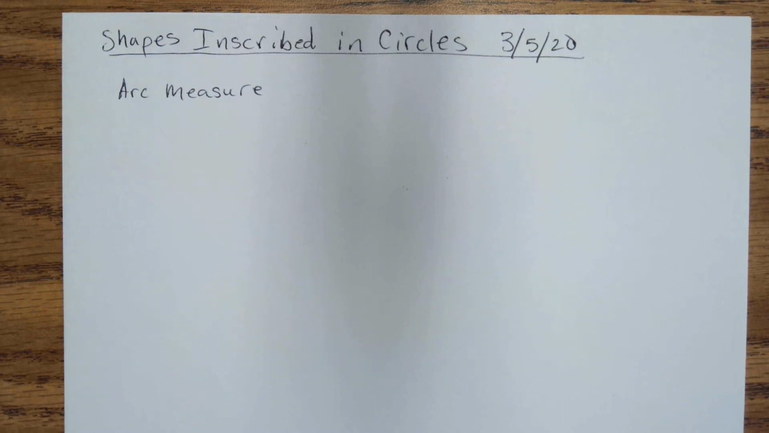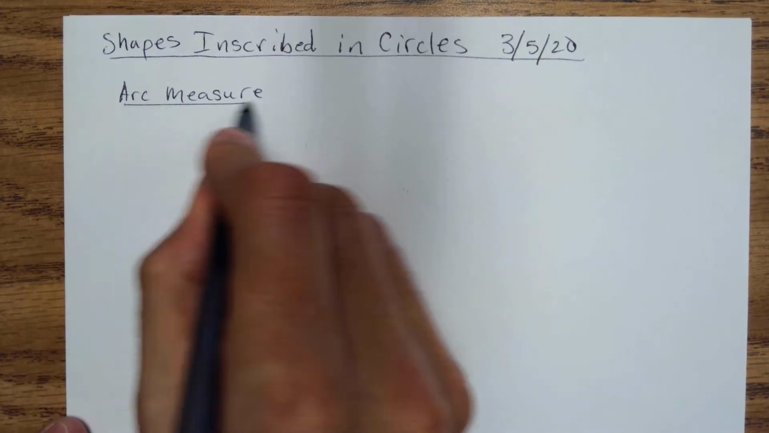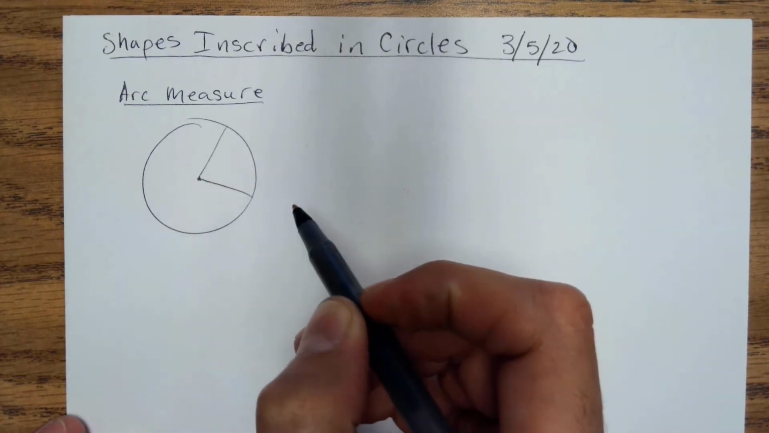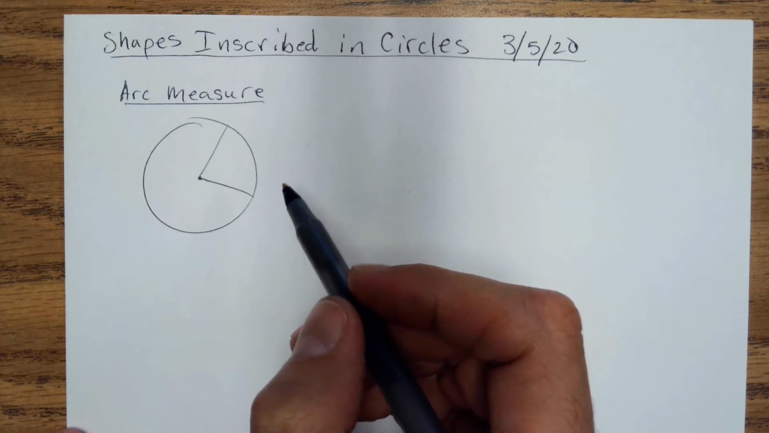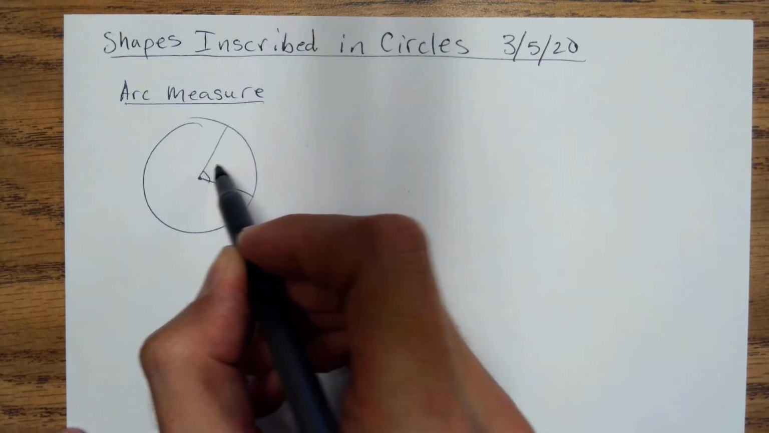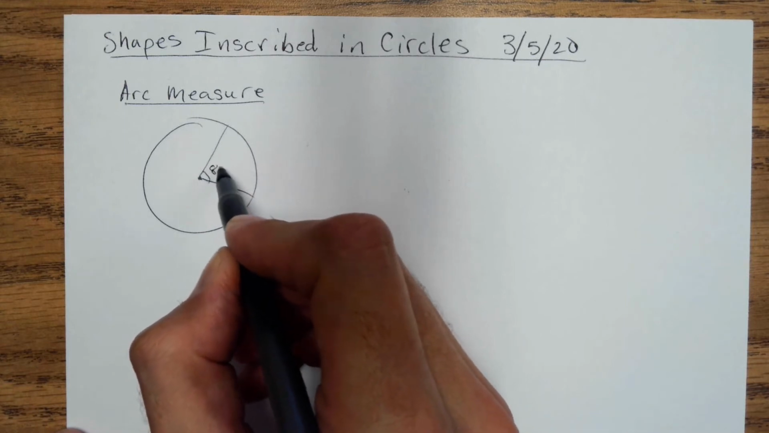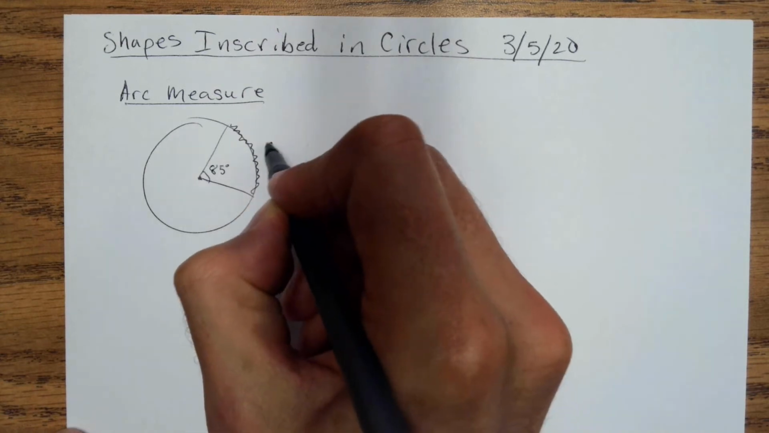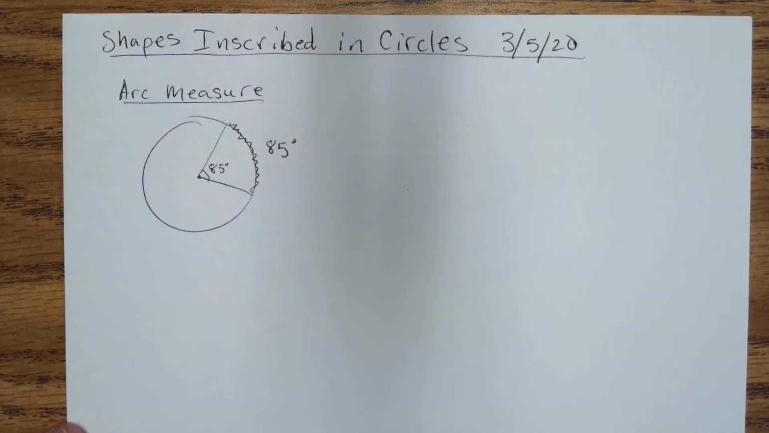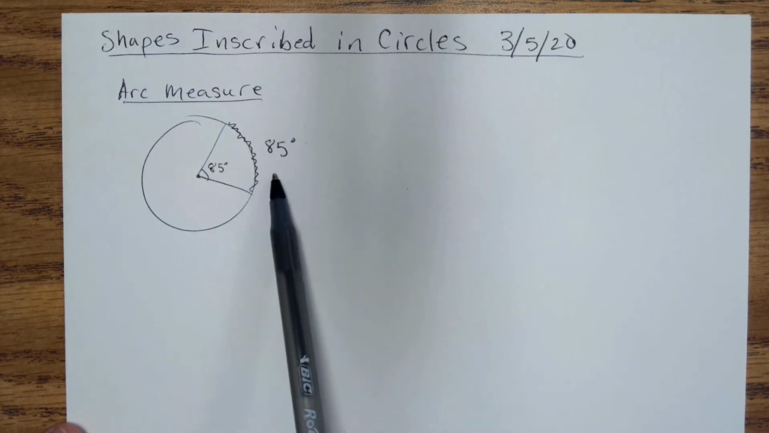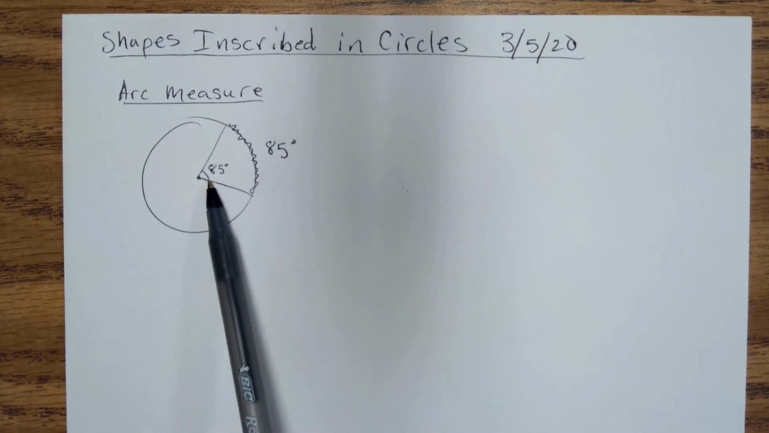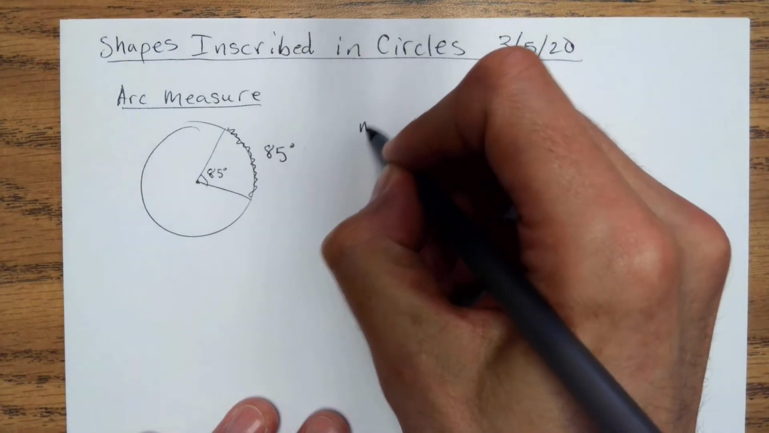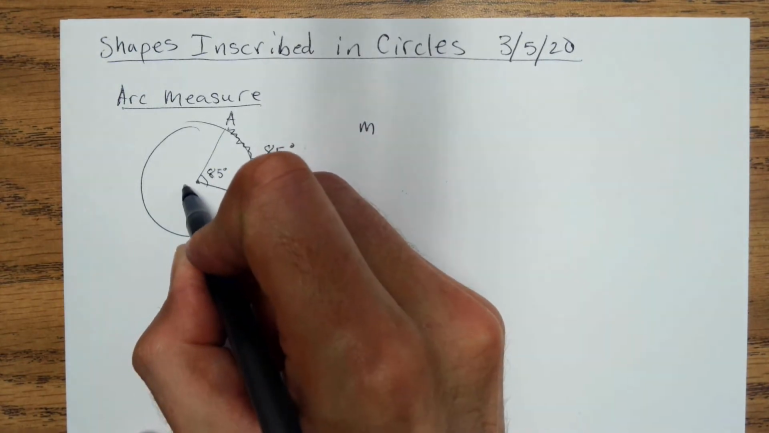To do right now is just to review what arc measure is. This is going to be really quick. Arc measure and the central angle, those are the same thing. So if this was, say, 85 degrees, then the arc would also be 85 degrees. So the arc measure is on the outside, the little squiggly, and then the central angle, they're the same exact measure. So the measure of, let's call this A, B, C.